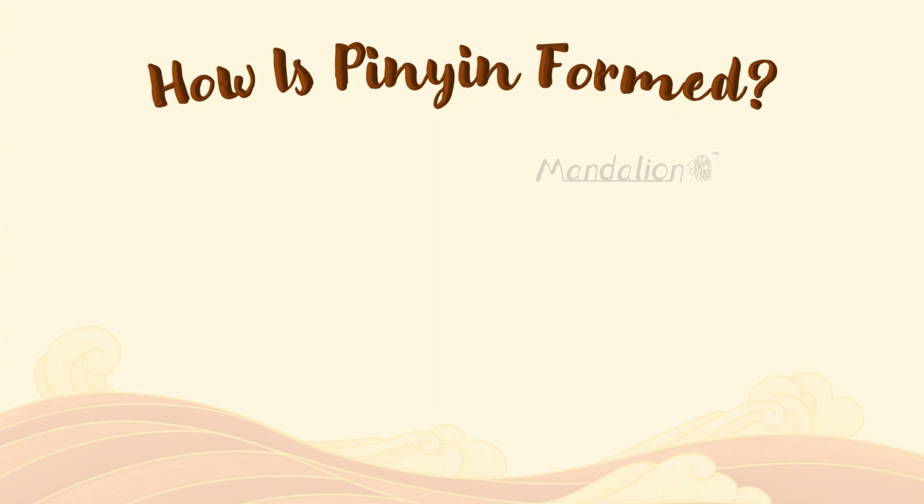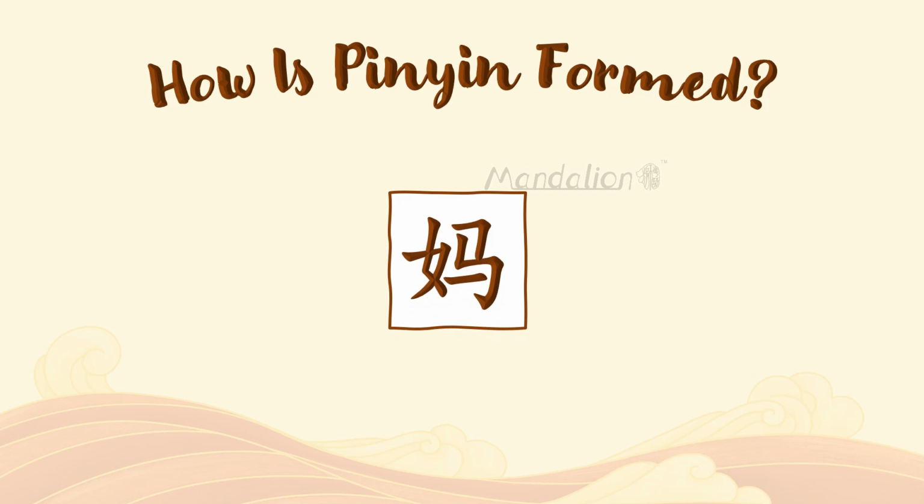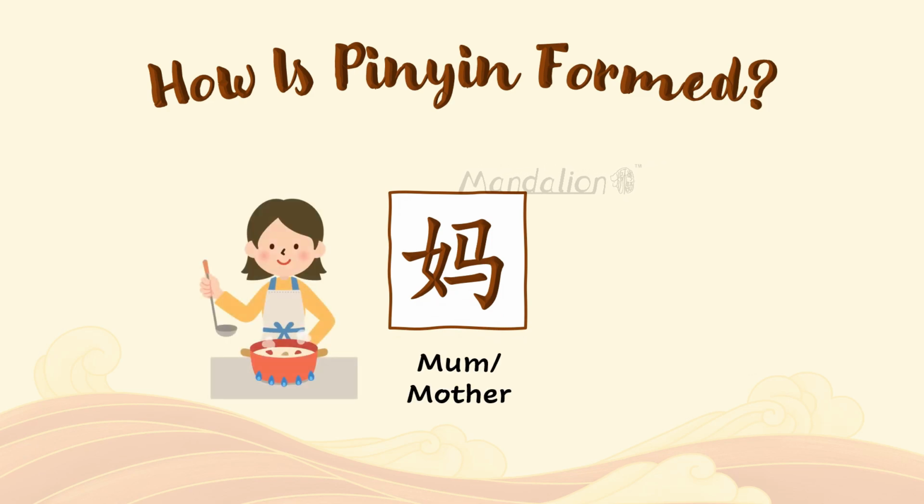How then is pinyin formed? Let's take a look at an example. This is the character for mom or mother, and it is read as ma. This pinyin is made up of the initial consonant m, the simple final a, and the tone mark for the first tone.